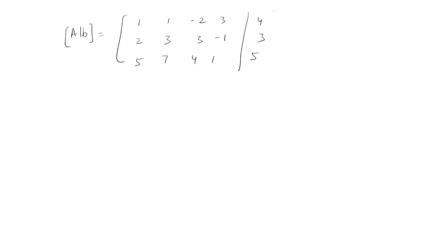You see, the augmented matrix here is what? The augmented matrix here is 1, 1, minus 2, 3 and 4. It is 2, 3, 3, minus 1 and 3. It is 5, 7, 4, 1, 5. This is the augmented matrix of this problem. Now, you will try to find its echelon form.